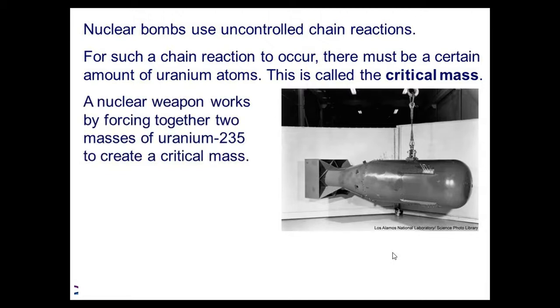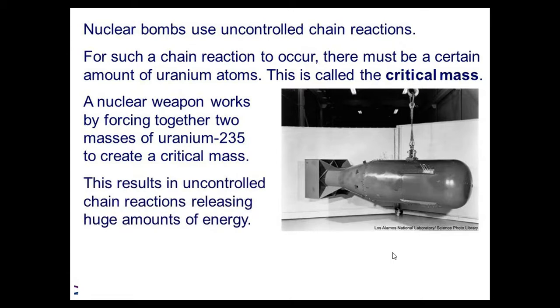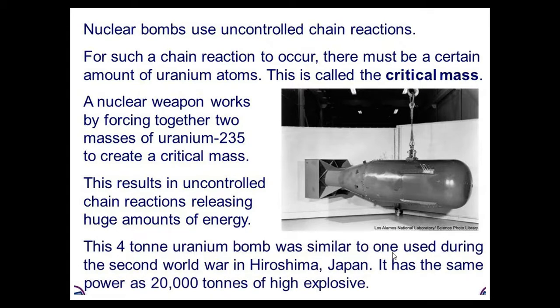Okay, and then a nuclear weapon works by putting enough uranium together so it starts an uncontrolled chain reaction of fission. This results in uncontrolled chain reactions, and it makes a huge amount of energy very quickly. Unbelievably destructive. So this 4-ton uranium bomb was similar to the one used during the Second World War in Hiroshima, Japan, and it's got the same power as 20,000 tons of high explosives.